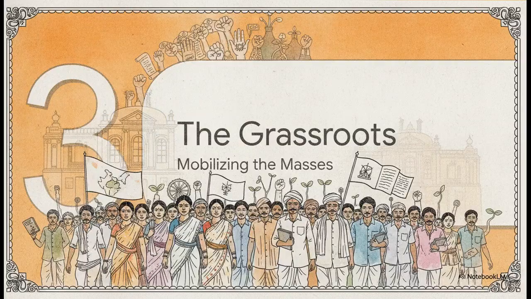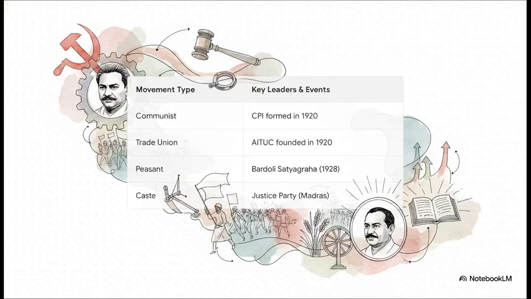Which brings us to Section 3, the grassroots and new ideologies, where the focus shifts to mobilizing the masses. Because while politicians were battling it out inside the colonial councils, an absolute explosion of new ideas was happening on the ground. It wasn't a monolith, it was a highly diverse awakening. You had Marxist ideals taking root with the Communist Party of India forming in 1920, eventually leading to the infamous Meerut conspiracy trial in 1929.